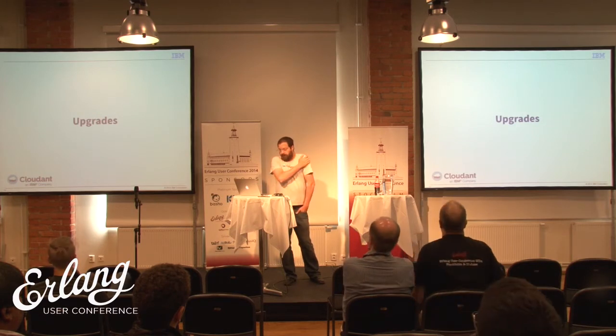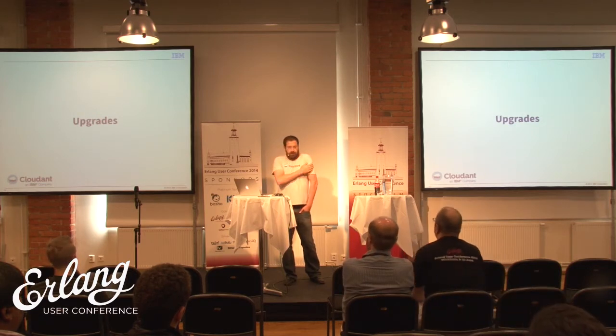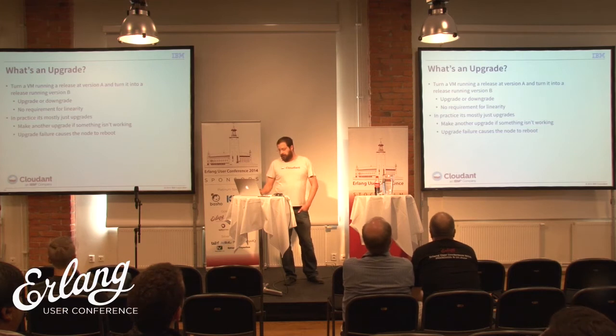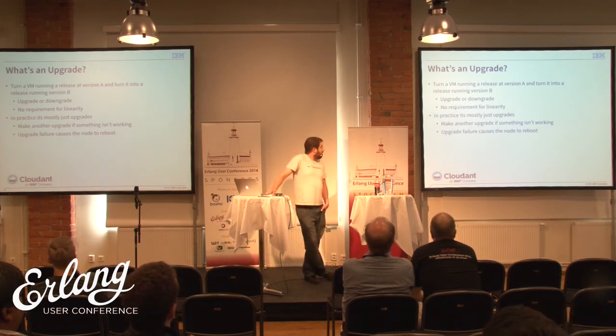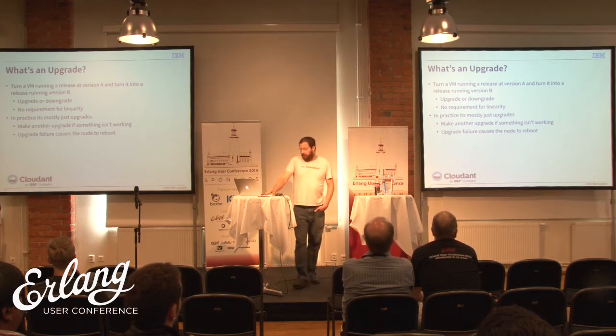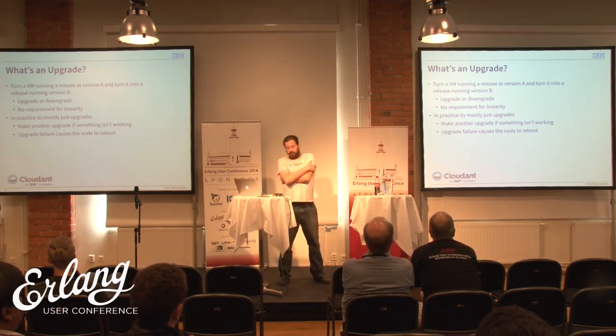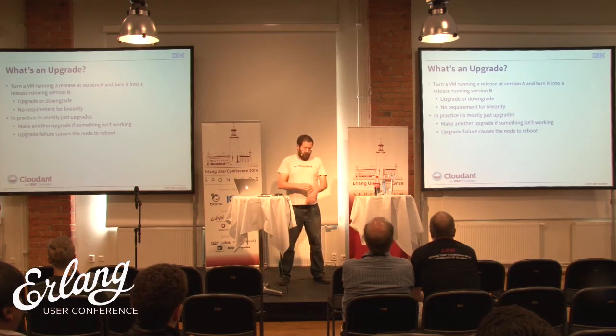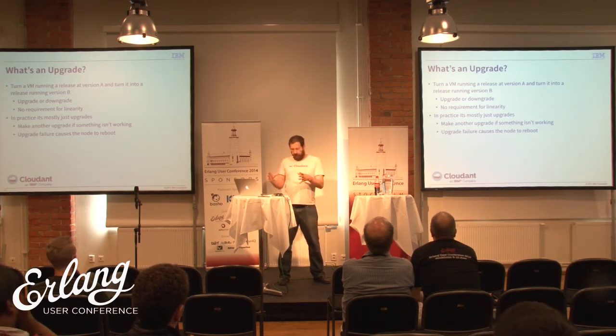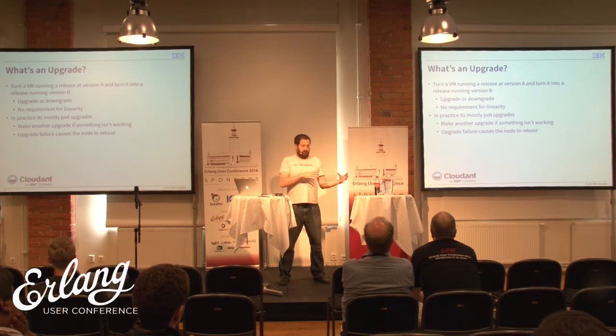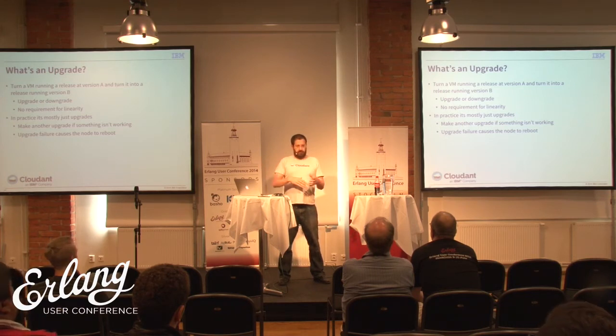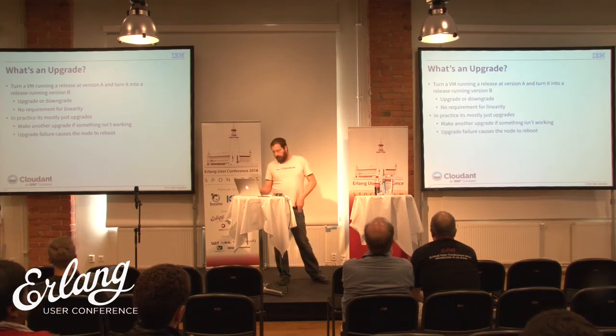So once we have releases, which is a necessary step for upgrades, we can start talking about actually doing production-style hot code loading. An upgrade is generally a set of instructions that takes a VM running release A and turns it into release B. And that means you can upgrade, you can downgrade, and it doesn't have to be linear. So you can upgrade from version 1 to version 2, and then downgrade to version 1.1 something if for some reason you had that issue.